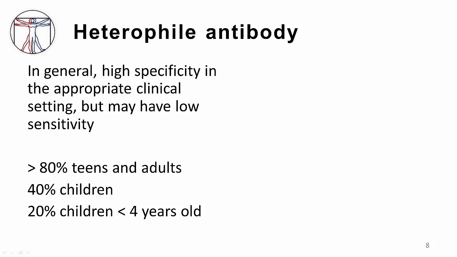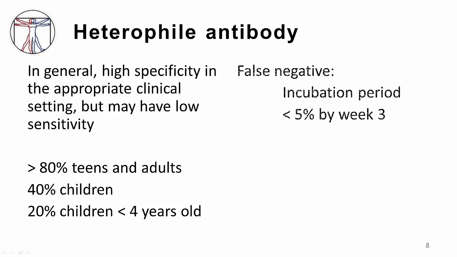In addition, its test characteristics vary by age. It is present in 80% of infected teens and adults, 40% of all infected children, and only 20% of infected children under 4 years old. Heterophile antibodies are not positive during the incubation period. The false negative rate, generally 10 to 15%, is usually highest during the beginning of clinical symptoms and falls to less than 5% by week 3.